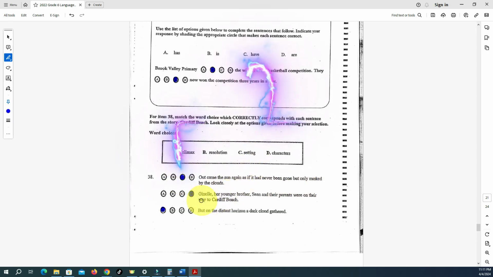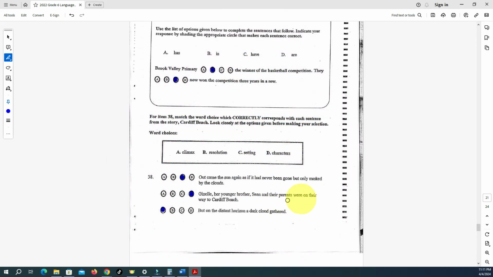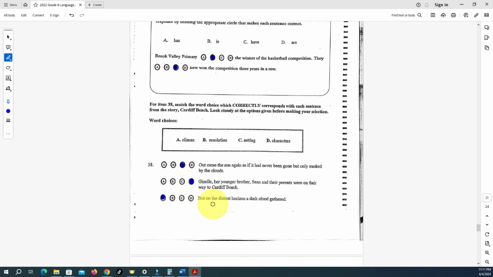So I selected C. "Giselle, her younger brother, Sean, and their parents were on their way to Cardiff Beach." I said that these are characters, right? And then, "But on the distant horizon, a dark cloud gathered." That's why I said that's a climax. So that was a climax there. That is when the rain started coming down.